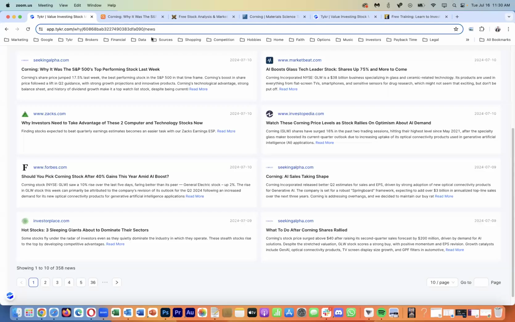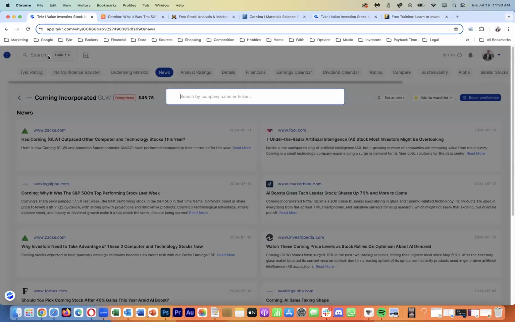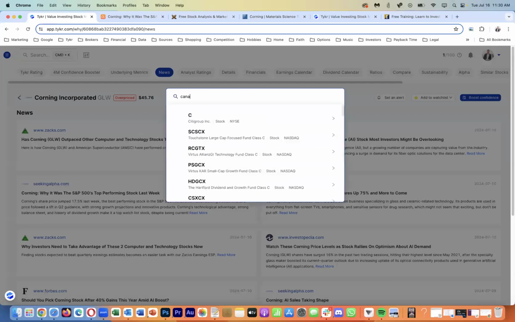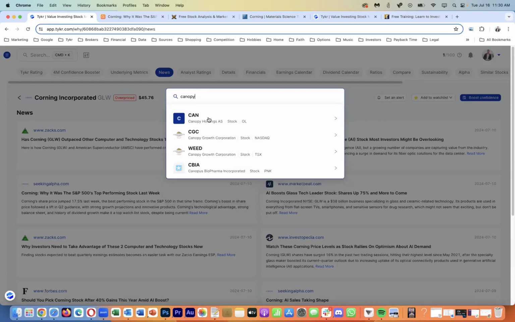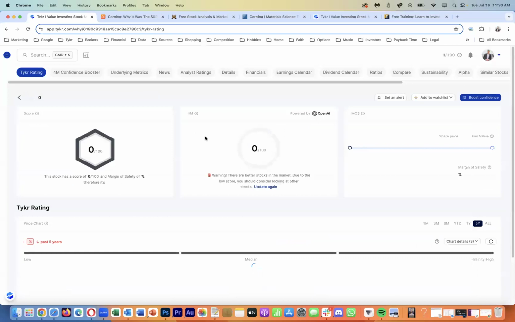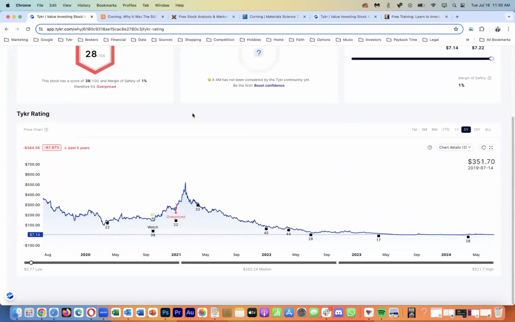And I'll go to Canopy. I'll show you guys something here. This is a really big lesson learned from my friends. We've got Canopy Growth Corporation, NASDAQ. All right, let's go there. You can see the story of the stock was that in February of 21, it peaked, and then it really trailed off.